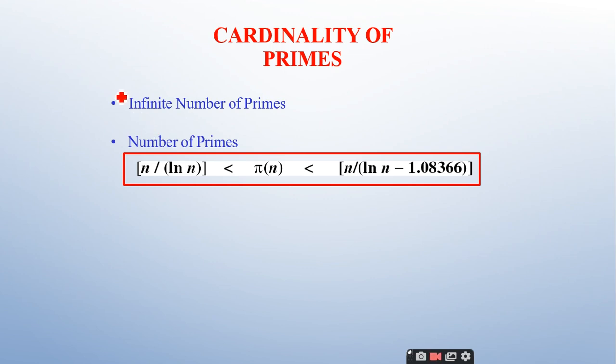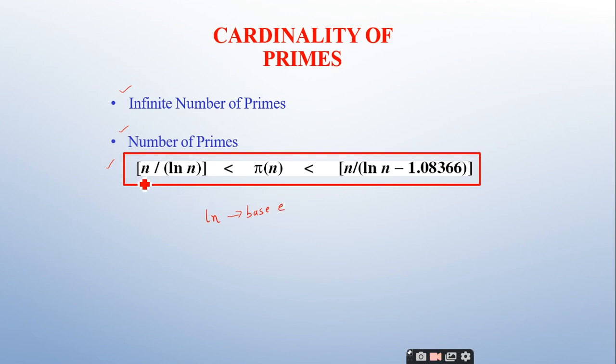As you told, we have an infinite number of primes, but how do you identify the number of primes that are less than a given number? It is given by this formula, right? The number of primes is given by n divided by log n. What does this ln stand for? Is it base 10, base 2 or base e? So ln stands for base e.